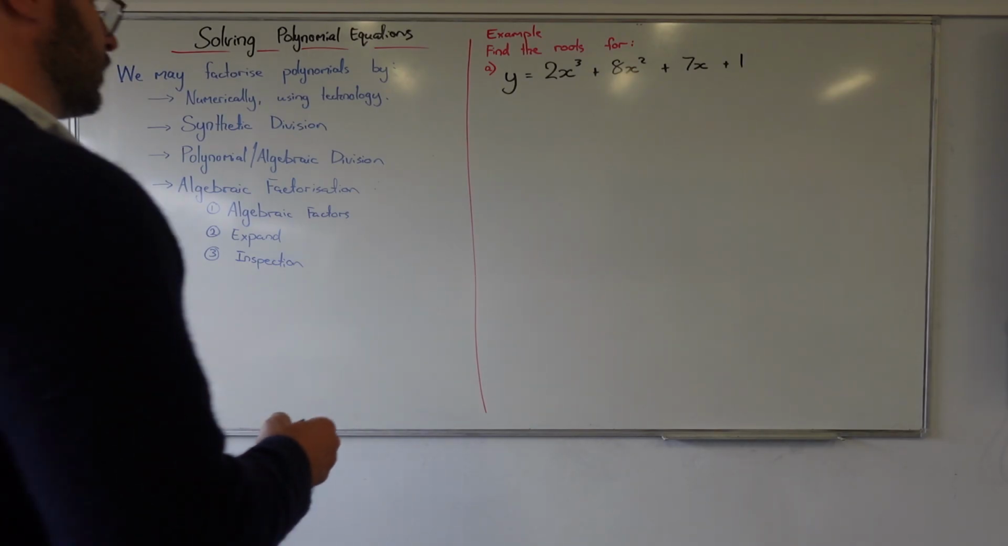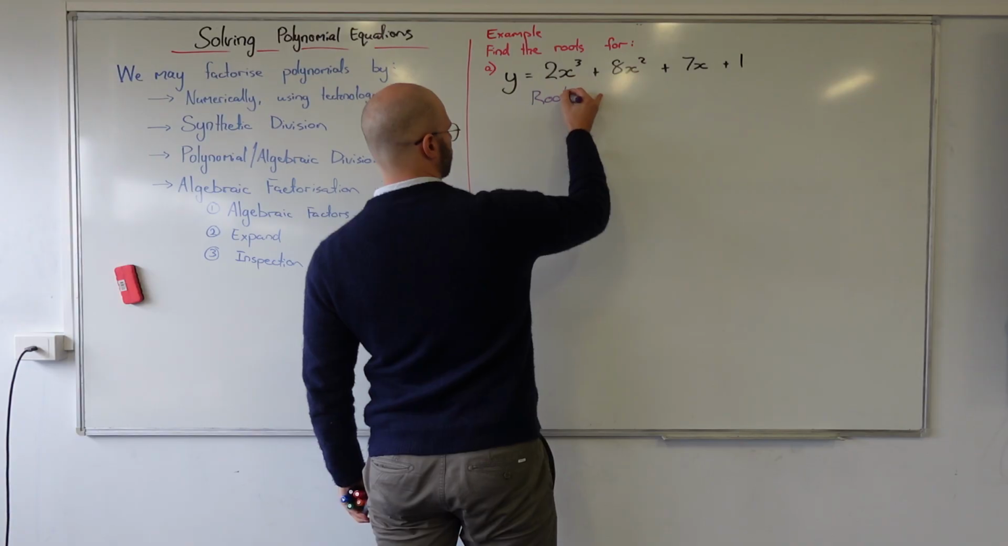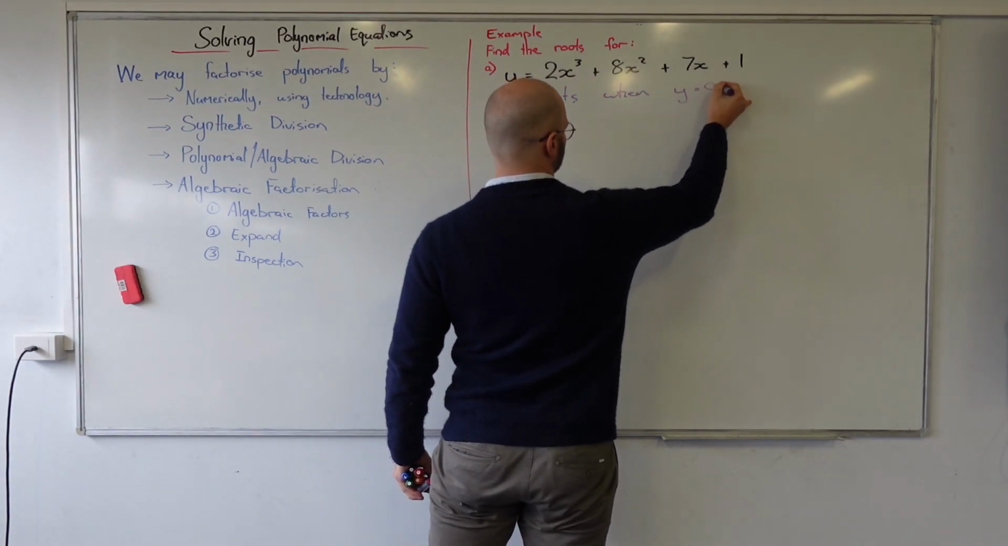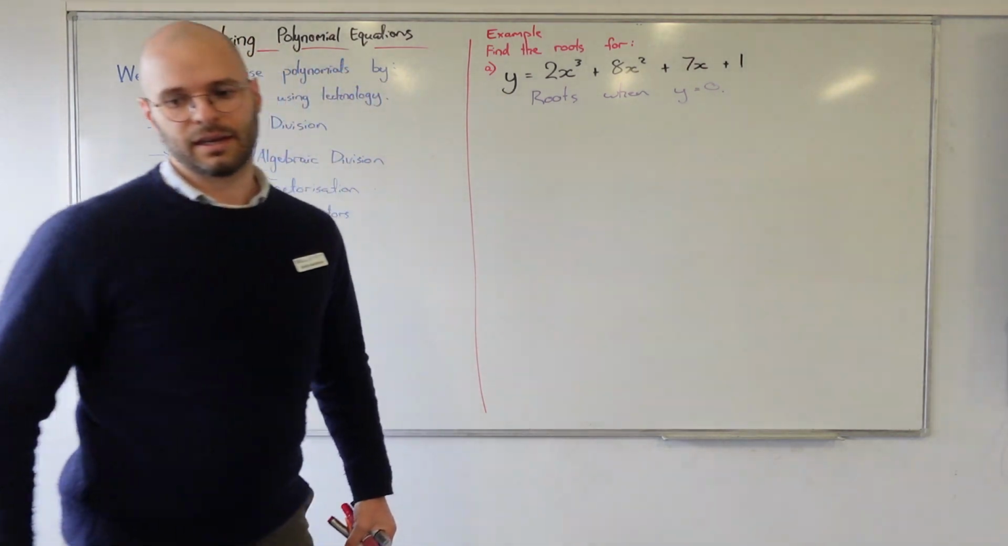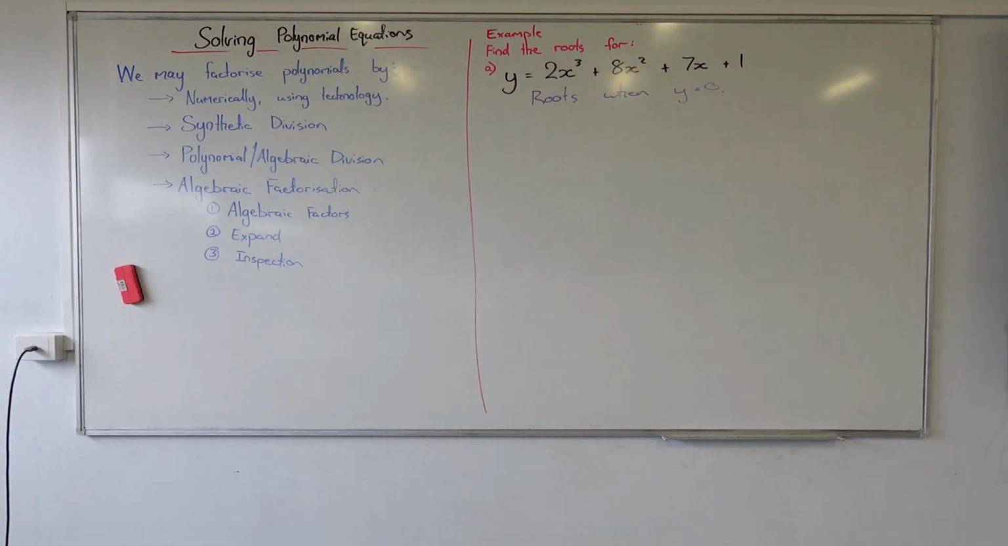So we'd have something along the lines of roots when y equals 0. Nothing new just yet. Now, because of this, we have a few different options of how we could solve this. First thing we're going to do is obvious: let's use the null factor law because it's a polynomial. But the question is, how do you get it into its most factorized form?